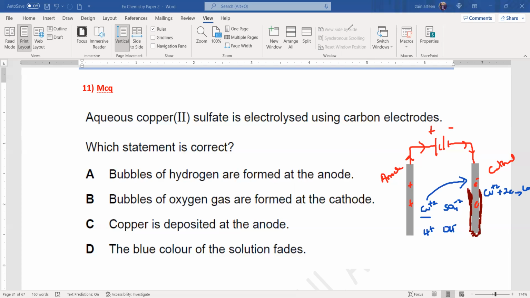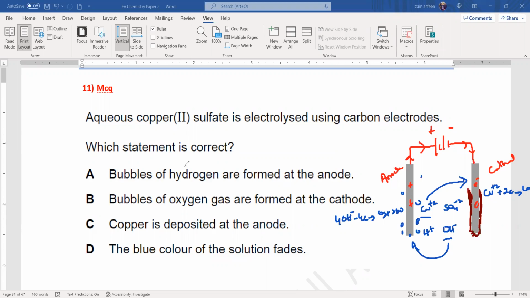And for the anode, what will happen? Because sulfate, nitrate, and carbonate never move, hydroxide ion will move there. When hydroxide ions move there, 4 hydroxide ions lose 4 electrons, giving off oxygen and water molecules. Because of oxygen gas, there will be bubbles.